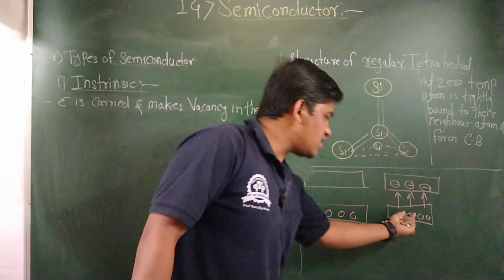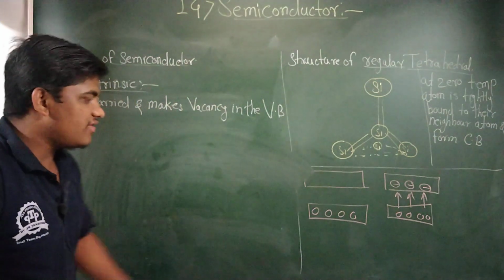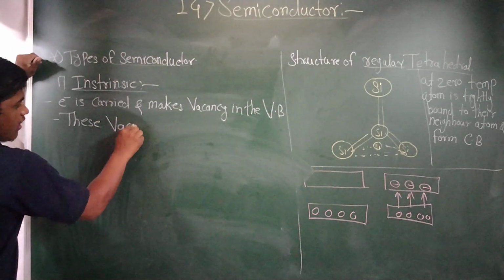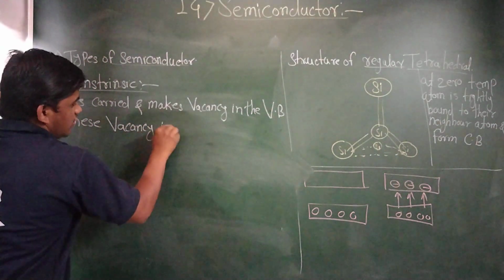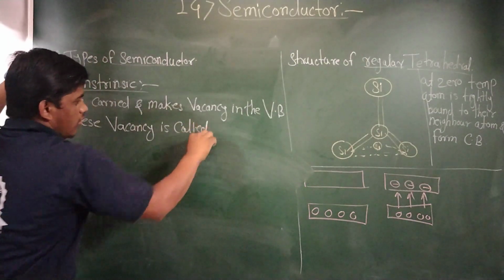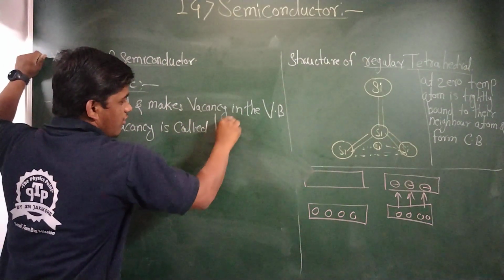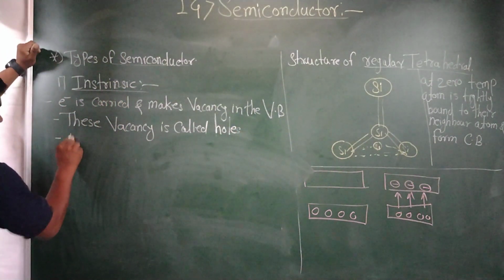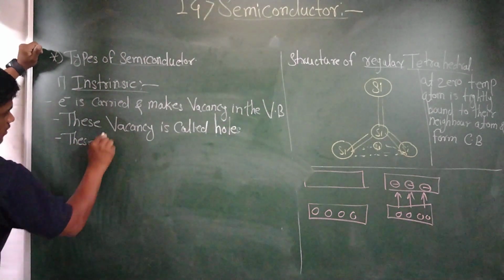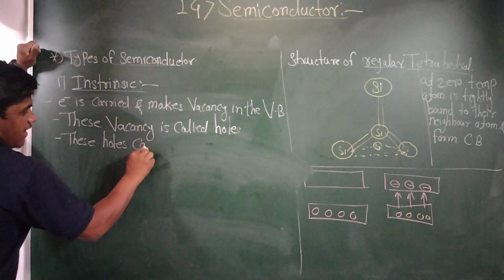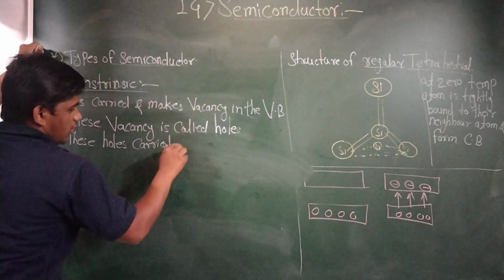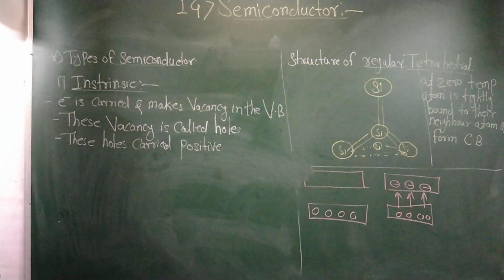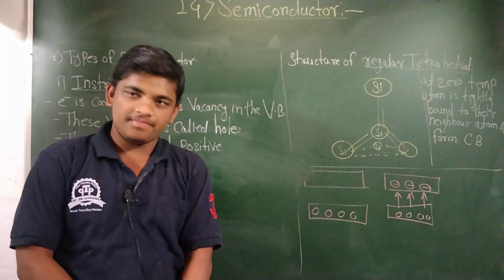जर इथला इलेक्ट्रॉन जर निघून गेला तर इथे जी रिकामी जागा तयार होते आणि ती रिकामी जागाला काय म्हटलं जातं अँड these vacancy is called holes. This vacancy is called as holes and these holes carried positive charge and हे जे holes आहेत they carried positive charge. This is the all about the intrinsic semiconductor.